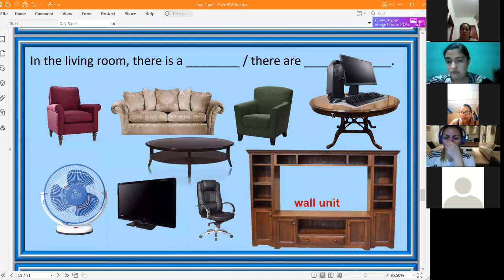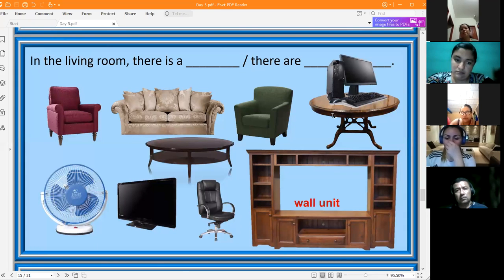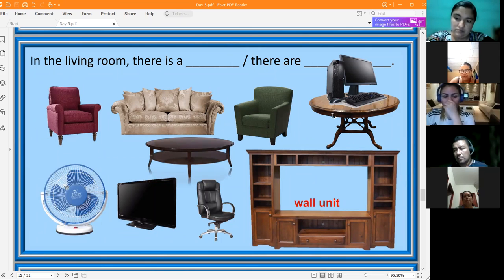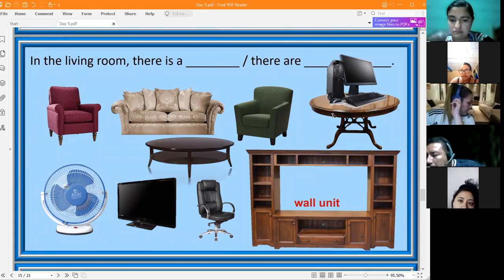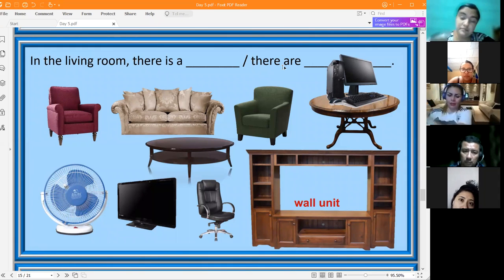Now, Rolando Alexander Hernandez. There is a sofa set. There is a table. There are two computers. There is a chair. Okay, excellent. Thank you very much, Rolando. Okay. Jessica Roxana Contreras. There is a sofa. There is a table. There is a smart TV. There is a wall unit. There are three chairs. Okay, excellent. Thank you very much.